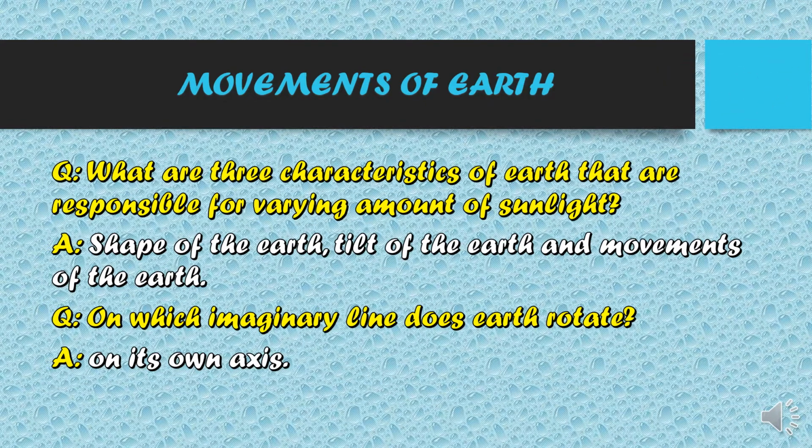What are three characteristics of Earth that are responsible for varying amounts of sunlight? Answer. Shape of the Earth, tilt of the Earth, and movements of the Earth. On which imaginary line does Earth rotate? Answer. On its own axis.